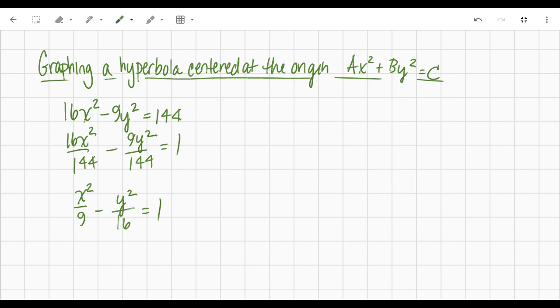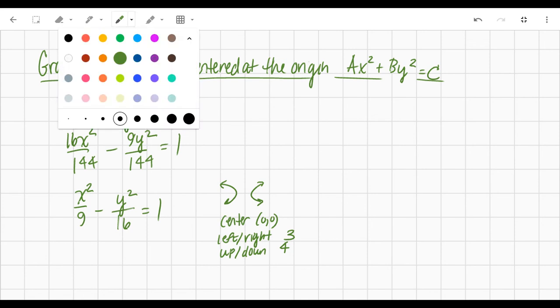Okay, now since x comes first, it's going to be shaped like this. Okay, it's going to be centered at 0, 0. We're going to go left, right, 3. We're going to go up, down, 4. Okay, again, because there's a 9 under the x part, square root it and get 3. That's how far left and right you go. Since there's a 16 under the y squared, we're going to go up and down square root of 16, which is 4. Okay, so let's start graphing.